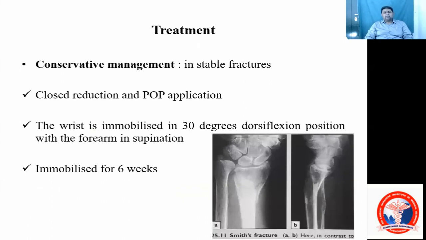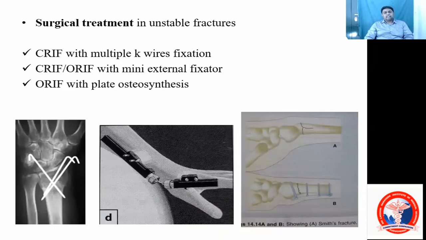Treatment. Again, as you know, treatment is both conservative and surgical. In the conservative line of treatment, you do a closed reduction, and then POP is applied. The wrist is immobilized at an angle of about 30 degrees of dorsiflexion. In Colles fracture, what you do is you keep a volar flexion and ulnar deviation. But in Smith's fracture, you keep the wrist in 30 degrees of dorsiflexion, and you immobilize the wrist for about 6 weeks. Surgical line of treatment, the same way, closed reduction with multiple K-wires.